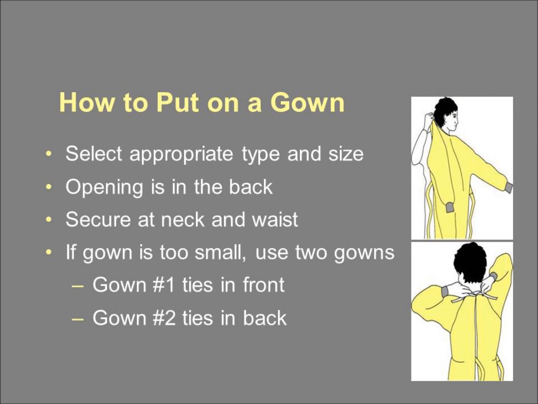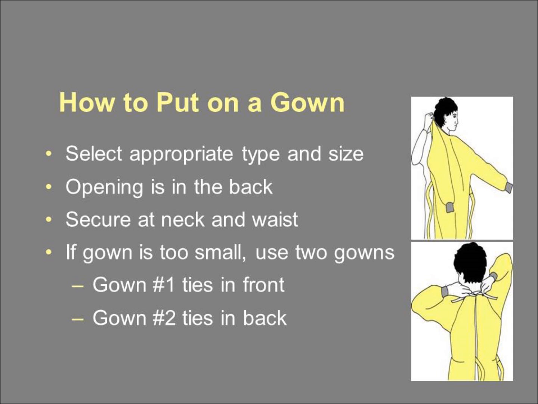In most hospitals, a room of isolation will be indicated by a cart sitting outside the room. You'll see gowns, masks, and other paraphernalia perhaps that will be needed for your protection. Now, how do you put on a gown? First, you select one of the gowns from the cart that you find in front of the room. The opening of the gown should be in the back. Secure the gown at the neck and the waist.